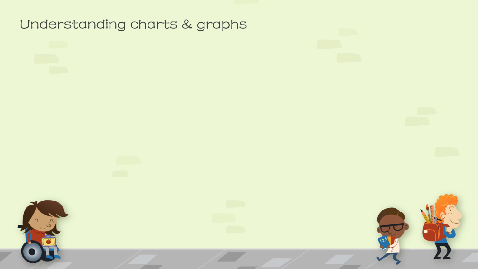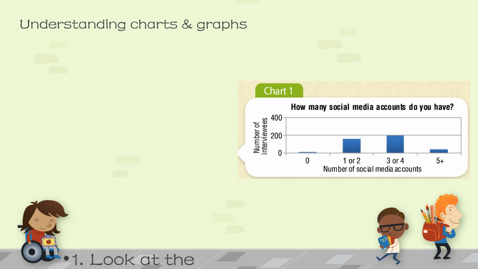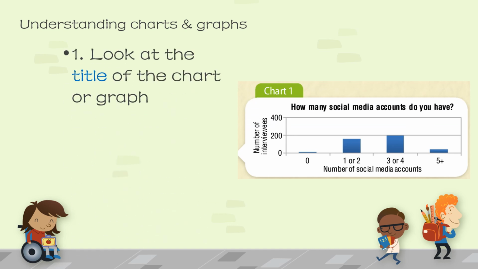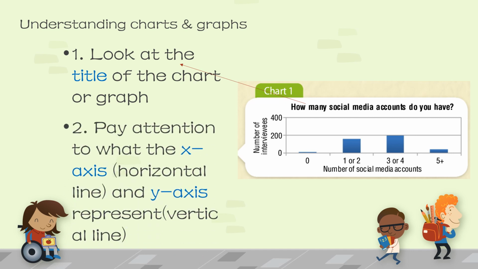Next, we have to understand the charts and graphs. So for example, when we have a chart, the first thing that we need to look at is the title of the chart or graph. So in the chart, we can see that how many social media accounts do you have will be the title. Second, we have to pay attention to what the x-axis and y-axis represent. The x-axis is the horizontal line, and the y-axis is the vertical line. So in this case, the x-axis means the number of social media accounts. The y-axis means the number of interviewees.